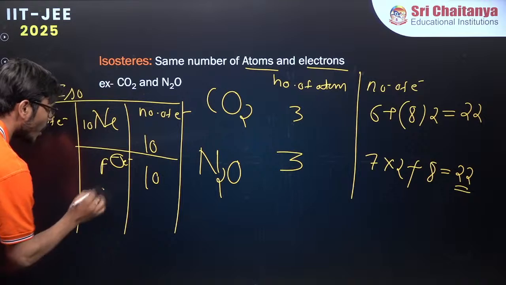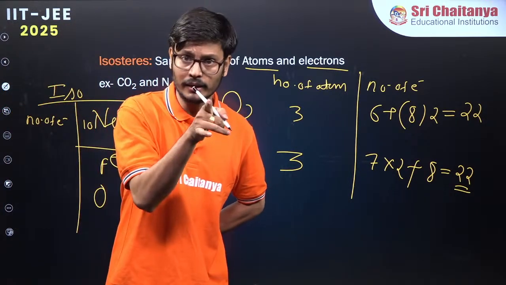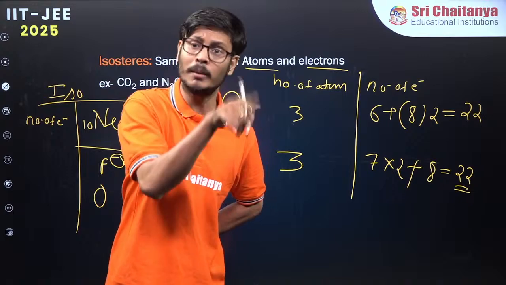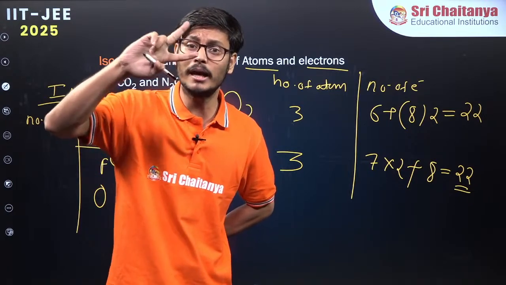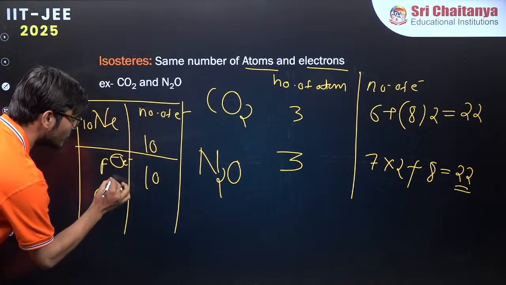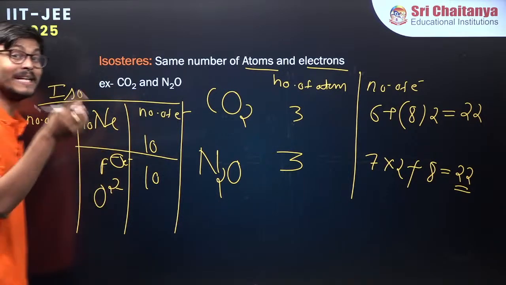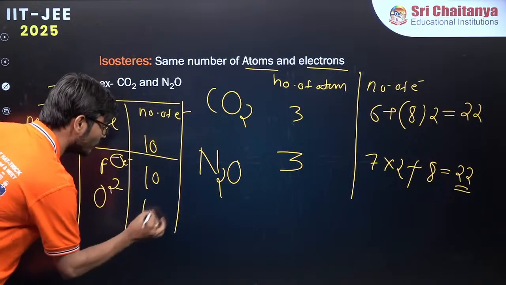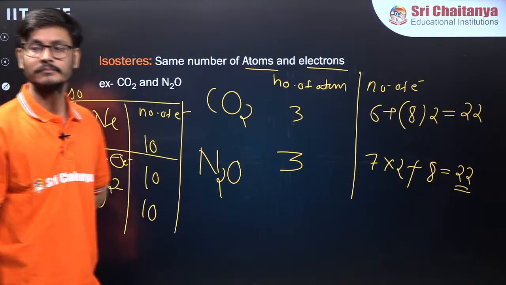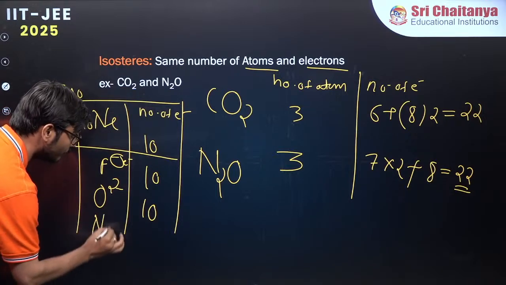Now oxygen. Oxygen is having atomic number 8, which is equal to number of protons, equal to number of electrons. If I accept 2 electrons for the oxygen, what will be the charge on oxygen? 2 electrons, so 2 minus. Because it is 2 minus, it was already having 8 electrons, so electrons become what? 10. Isn't it?